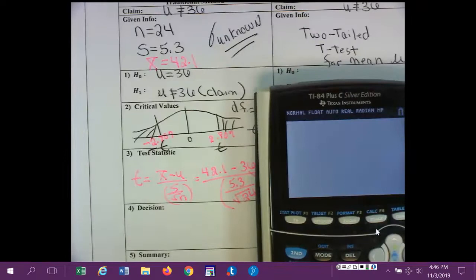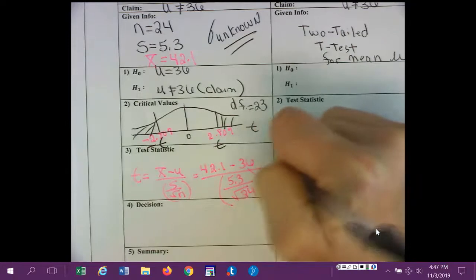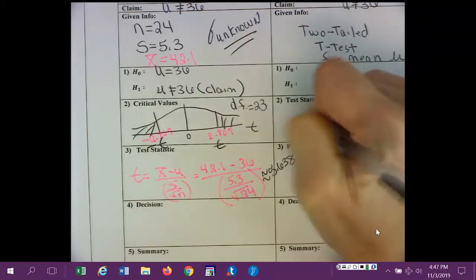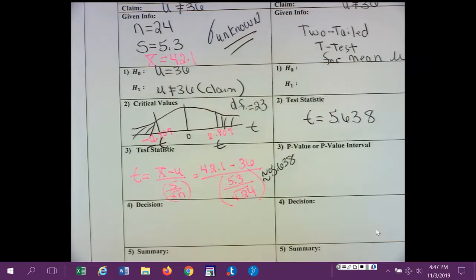(42.1) minus 36 divided by parentheses 5.3 divided by the square root of 24. Arrow over. 5.638 is your test statistic. 5.638. And that is here also. We're going to need that in a moment.